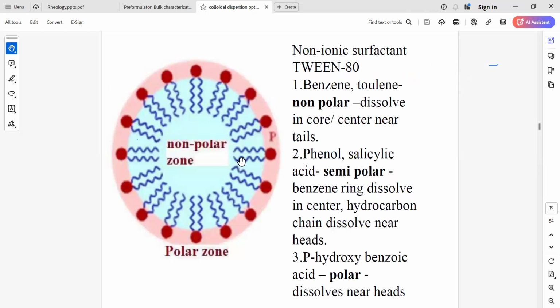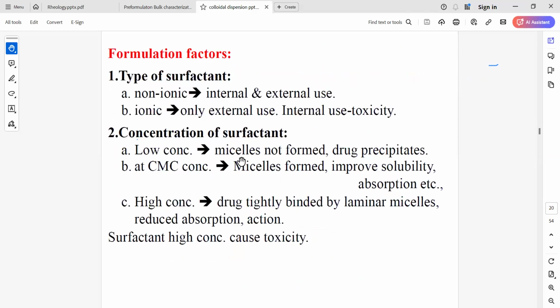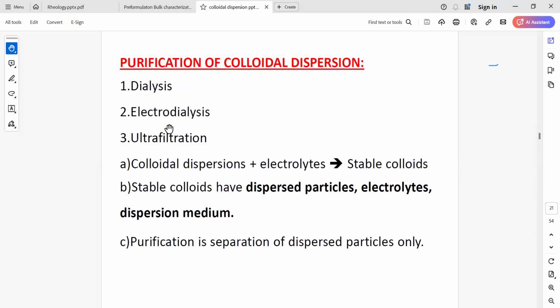What are the examples of ionic, non-ionic, and cationic surfactants? That will be separately covered by Payam sir or Praveen sir in the emulsion chapter also. Okay. So we will move to the important methods for colloids.